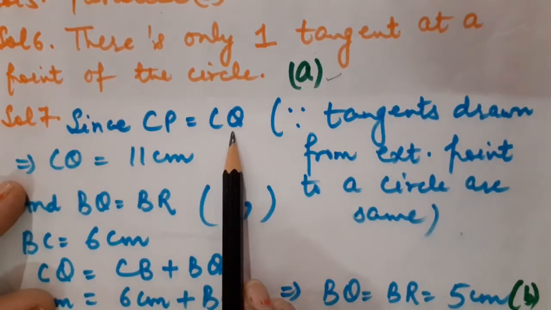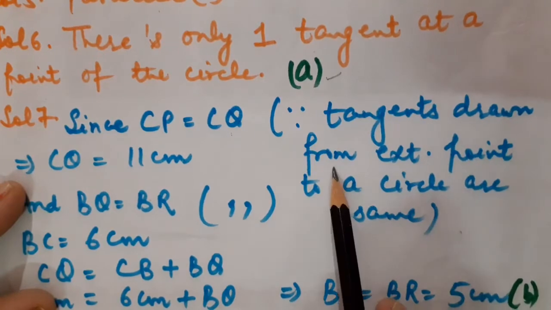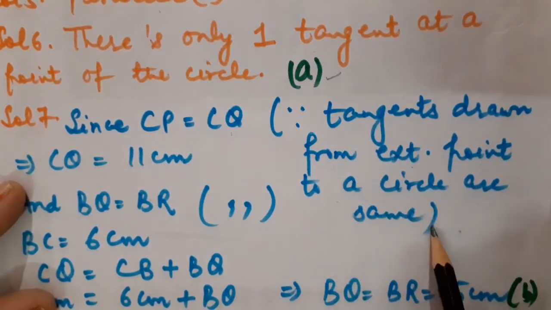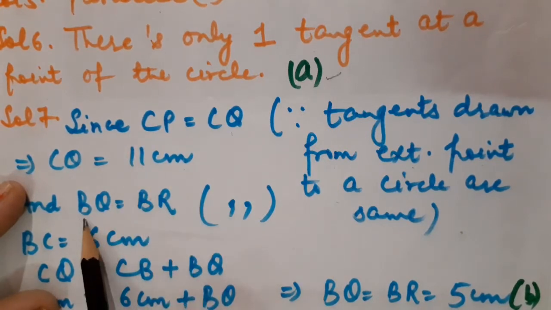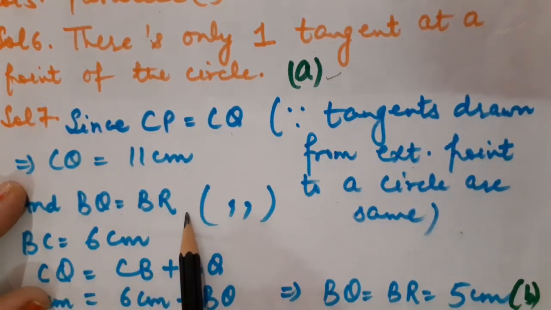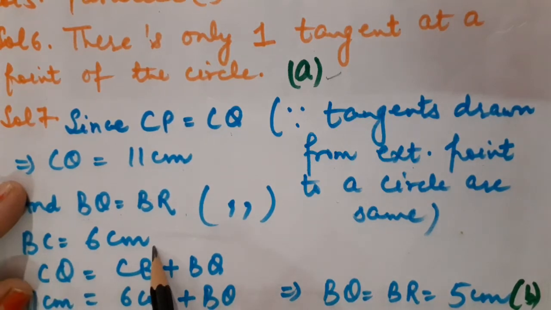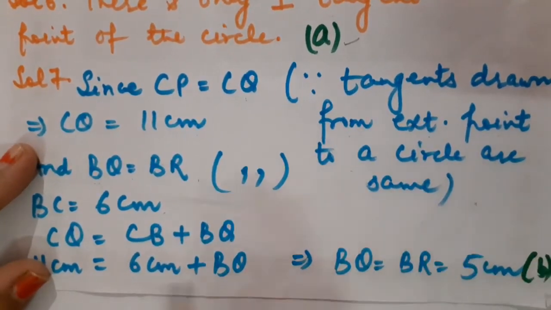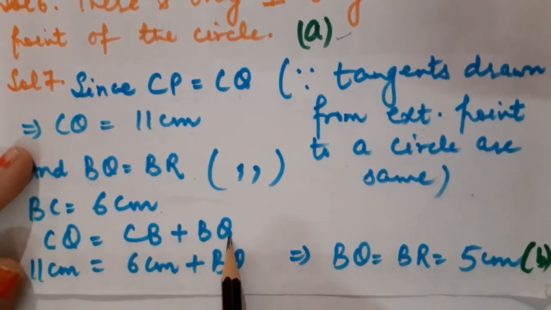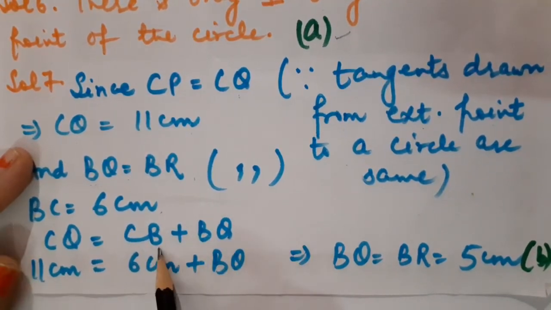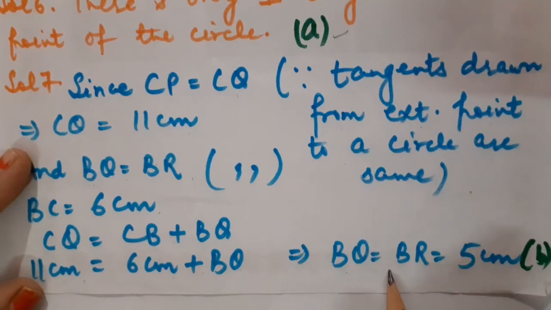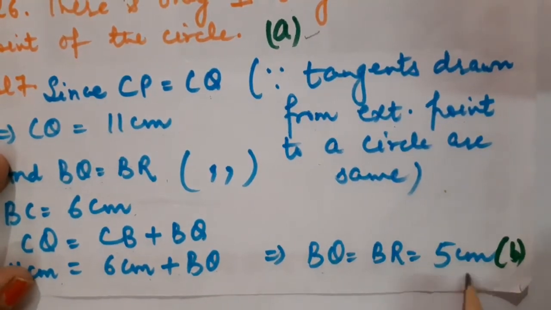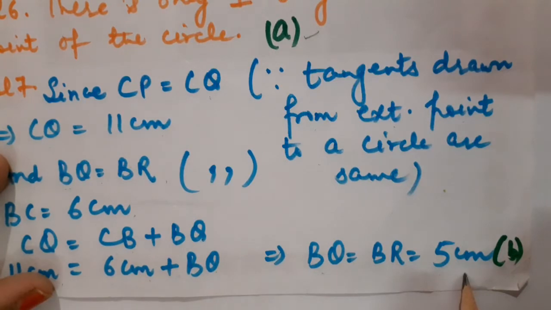Since CP is equal to CQ, why? Because tangents drawn from an external point to a circle are the same. CQ is equal to 11 centimeter. As B is also an external point, BQ must be equal to BR. But I know that BC is equal to 6 centimeter. And children, CQ can be written as CB plus BQ. What is the value of CB given to us? That is 6 centimeter plus BQ, and CQ we know is 11 centimeter. So BQ must be equal to BR, which is 5 centimeter. So B is the right option.